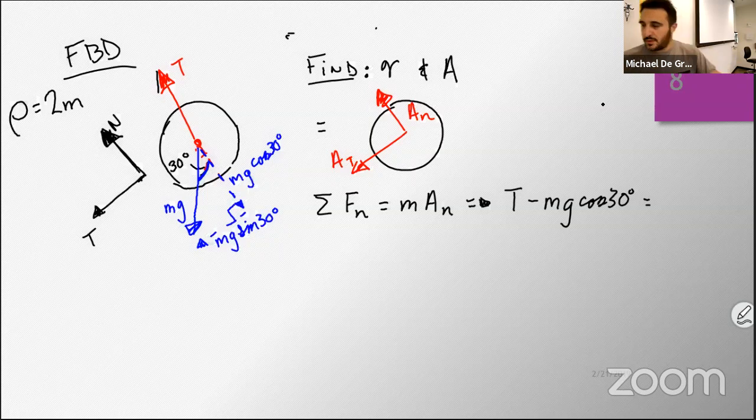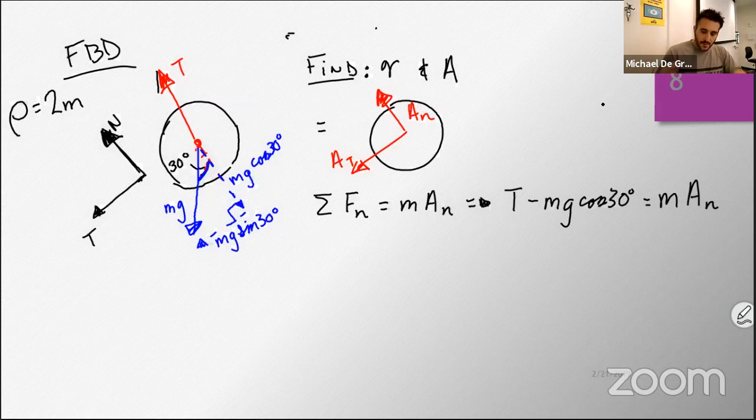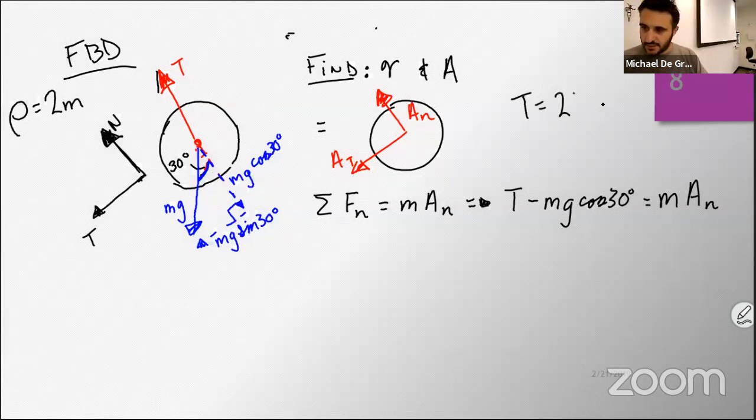And that's equal to what? Well, that's equal to the mass times the acceleration in the normal. But the problem statement told us something. It told us that the tension is equal to twice the weight, right? So T is equal to 2 times W, which is 2 times mg, because weight is mass times gravity.